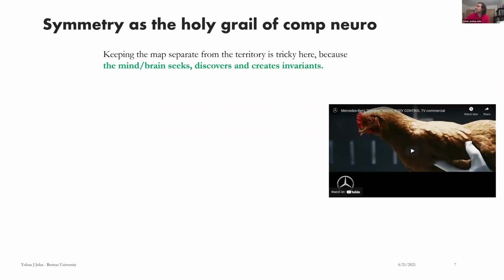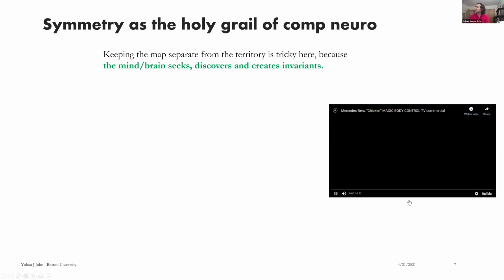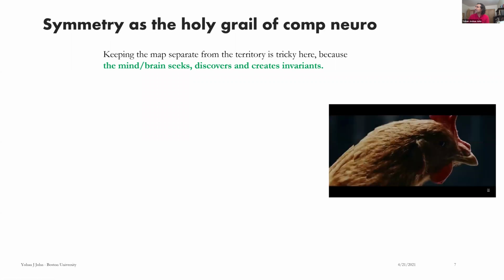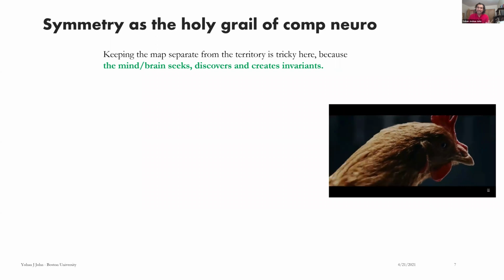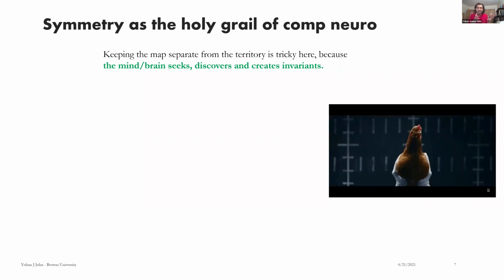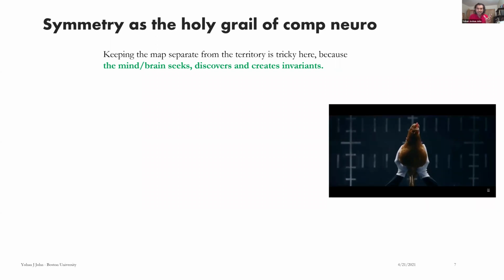Oh, okay. I was planning to put that one later, but check out this example of a kind of motor invariance. Hopefully this works. You move the chicken around and its head stays incredibly still.